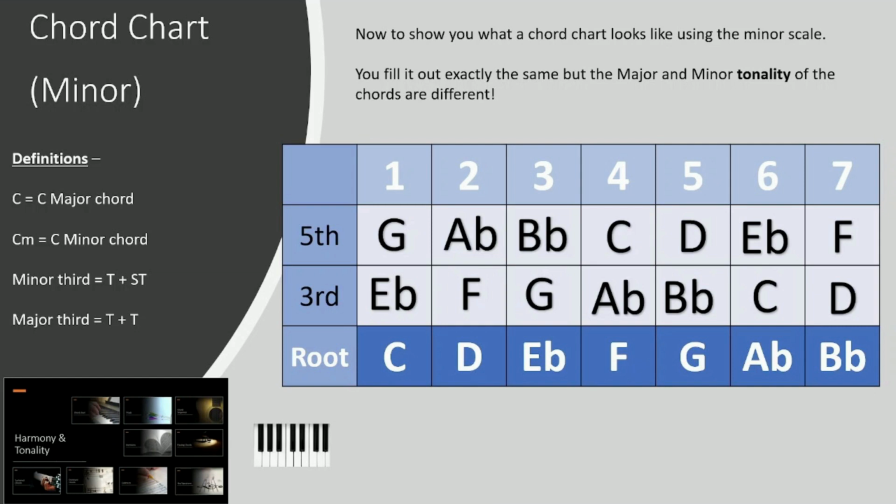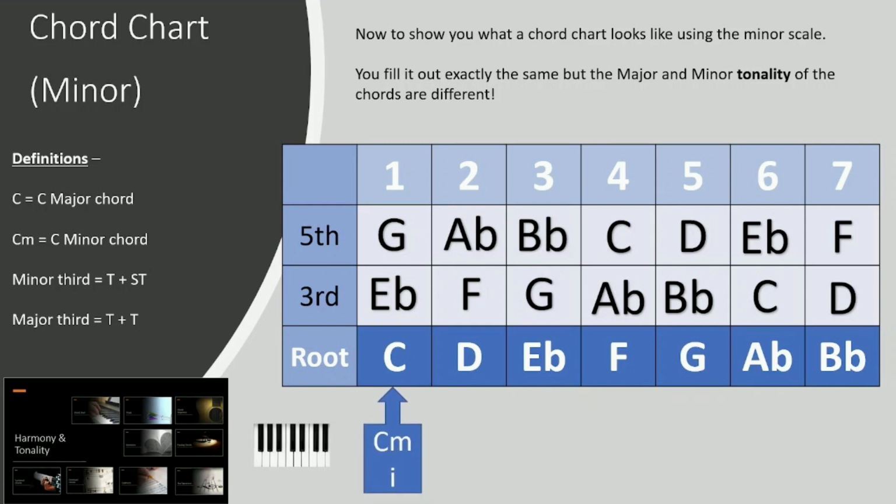So, as with the major chord chart as well, if someone asks you to play chord 1 in C minor, you would play C, E flat, and G. If it's a block chord, all at the same time. If it's a broken chord, at separate times. But you would always start with the root note of the chord. Anyway, more on that later.